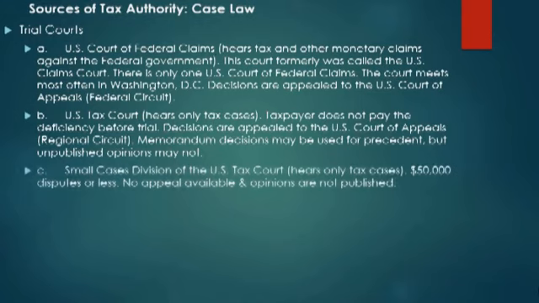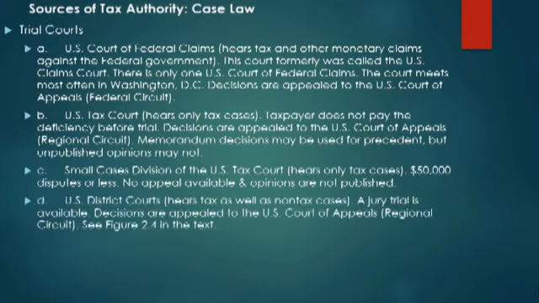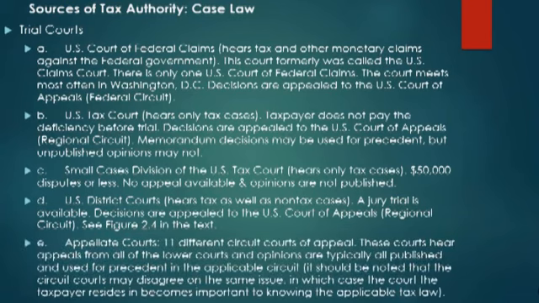Small cases division of the U.S. Tax Court hears only tax cases, and the dispute needs to be $50,000 or less. There's no appeal available, and opinions are not published. Next, you have U.S. District Courts, and these are just general federal district courts. They hear tax as well as non-tax cases. And this is the only court where a jury trial is going to be available to the taxpayer. The decisions are appealed to U.S. Court of Appeals in the regional circuit, meaning the circuit for the region in which the taxpayer resides.